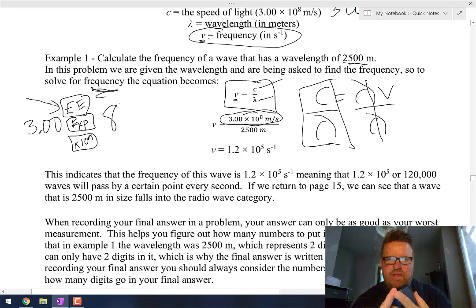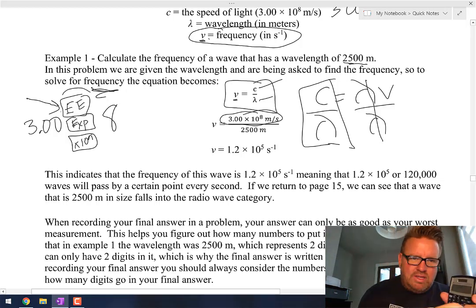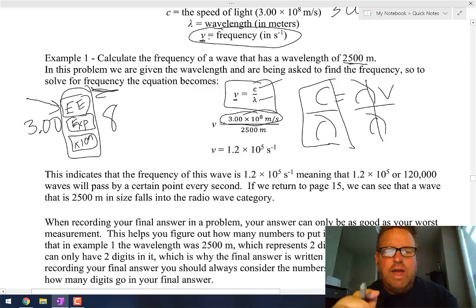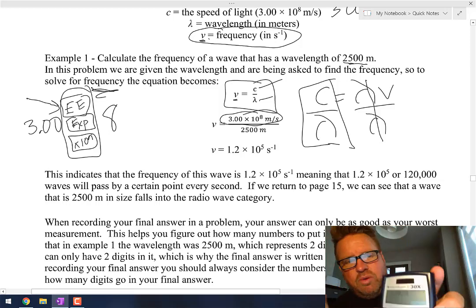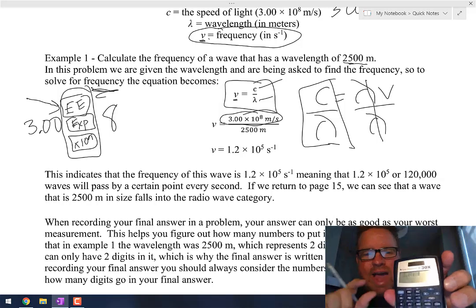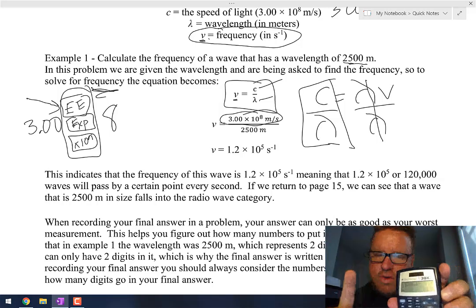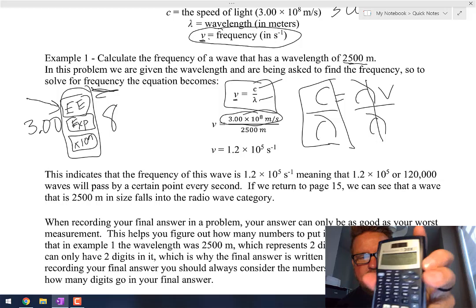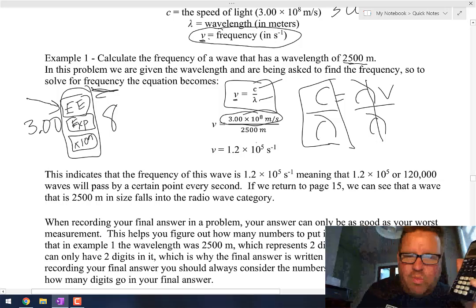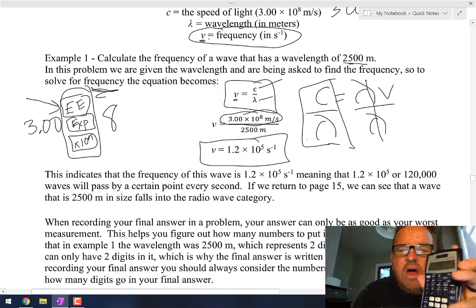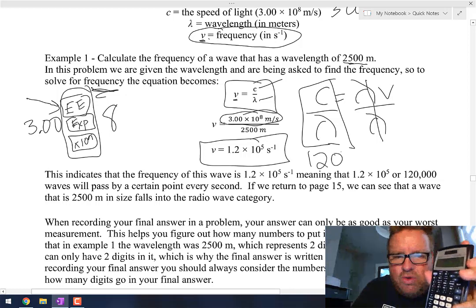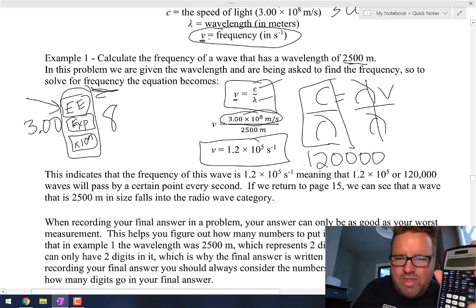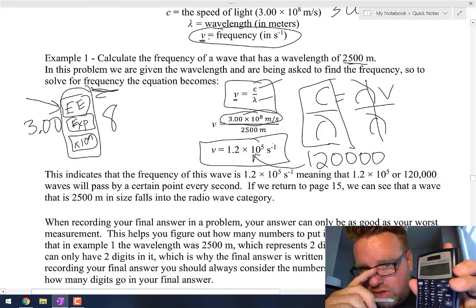I don't hit times. I don't put in the number 10. I don't even raise it to a power. This button does all of that for me. So on my screen right now, it says 3.00 capital E 8, not lowercase e. Don't use the lowercase e. That's different. And then I'm going to divide by 2,500. You can see on my calculator, it does say 1.2 times 10 to the 5th. On your calculator, it might say 120,000.